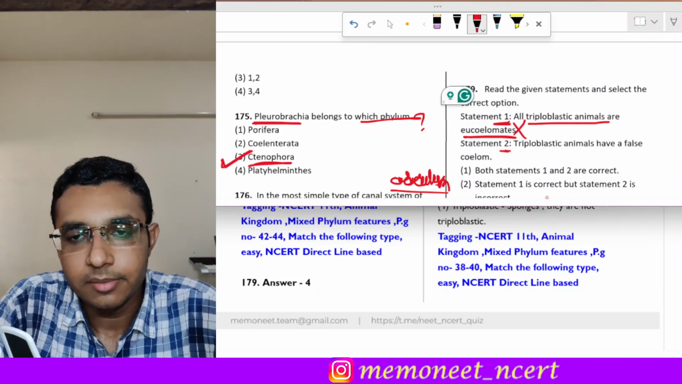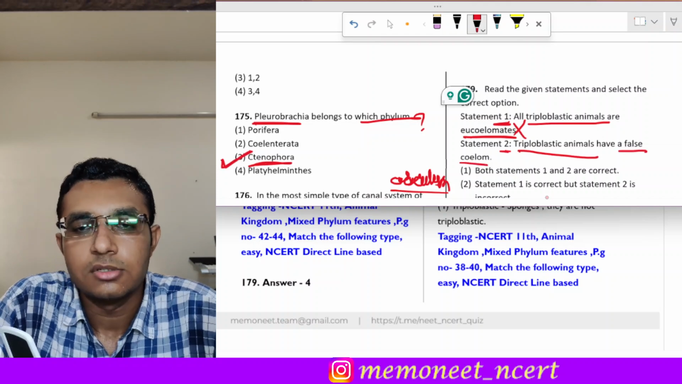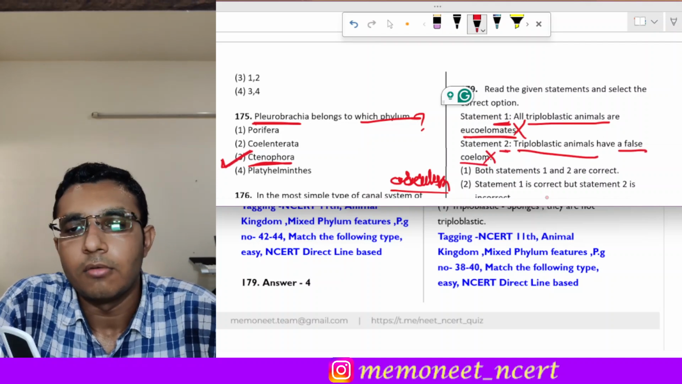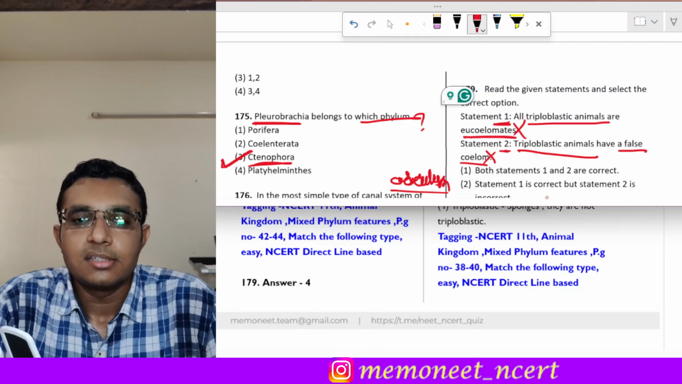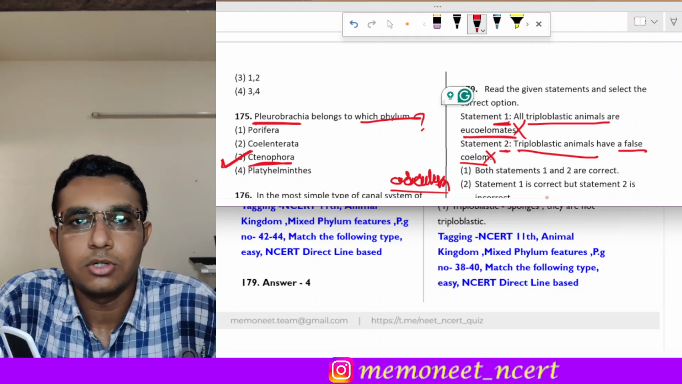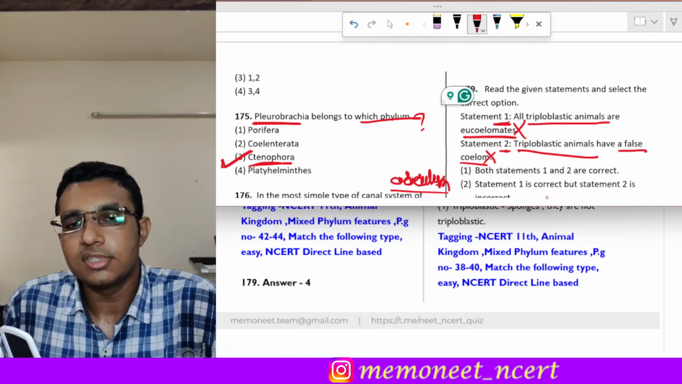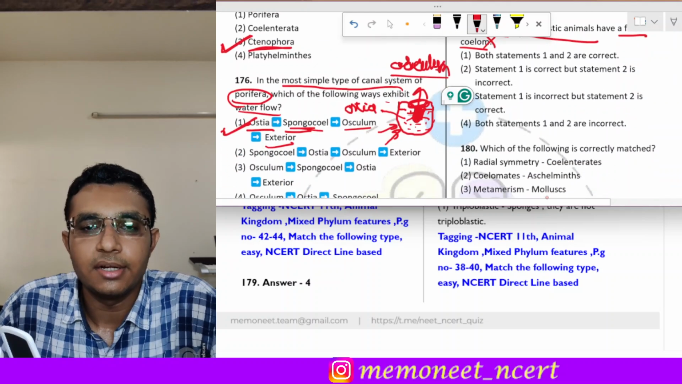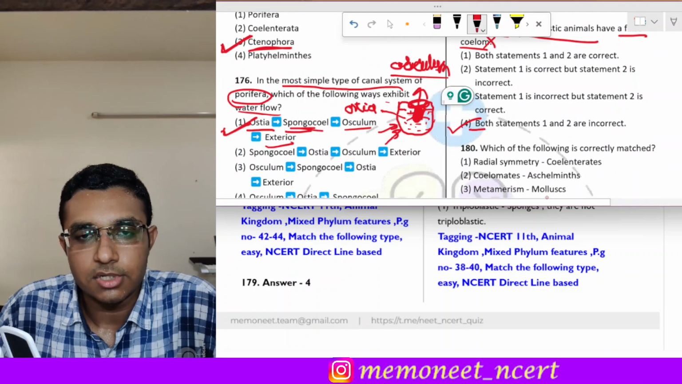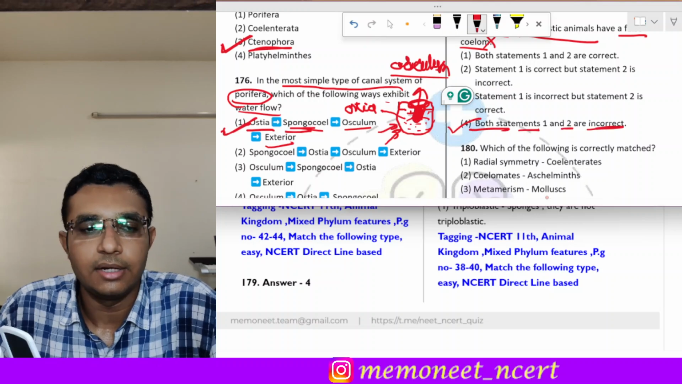The second statement is triploblastic animals have a false coelom. So this statement is also incorrect. What is the meaning of false coelom? That is, it is stating that all triploblastic animals are pseudocoelomates. So that is not true. Okay, all triploblastic animals are not pseudocoelomates. So both the statement 1 and statement 2 are incorrect. So the correct answer of this question is option 4. That is, both statement 1 and statement 2 are incorrect.